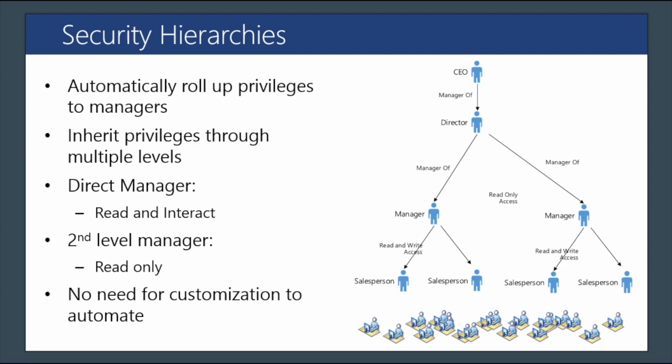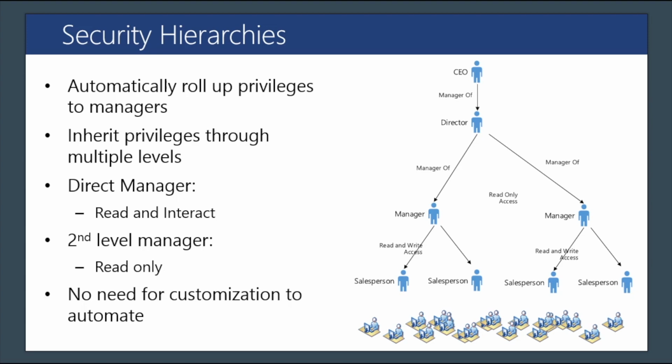Okay, so the next area that we're going to look at is security hierarchies. Security hierarchies allow for automatically rolling up privileges or access to records to managers within the system. So the management levels inherit privileges through multiple levels from their direct reports.